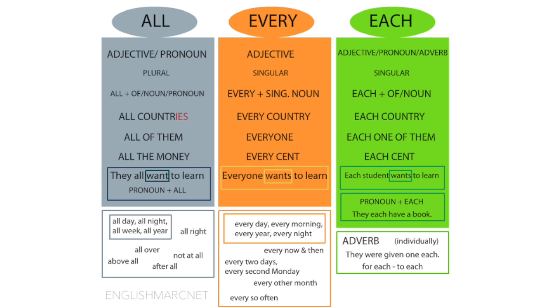Then we use each with a pronoun. They each have a book. So that's a pronoun first, and then the word each. As an adverb, we can use each, and it means individually. They were given one each. It means for each or to each.